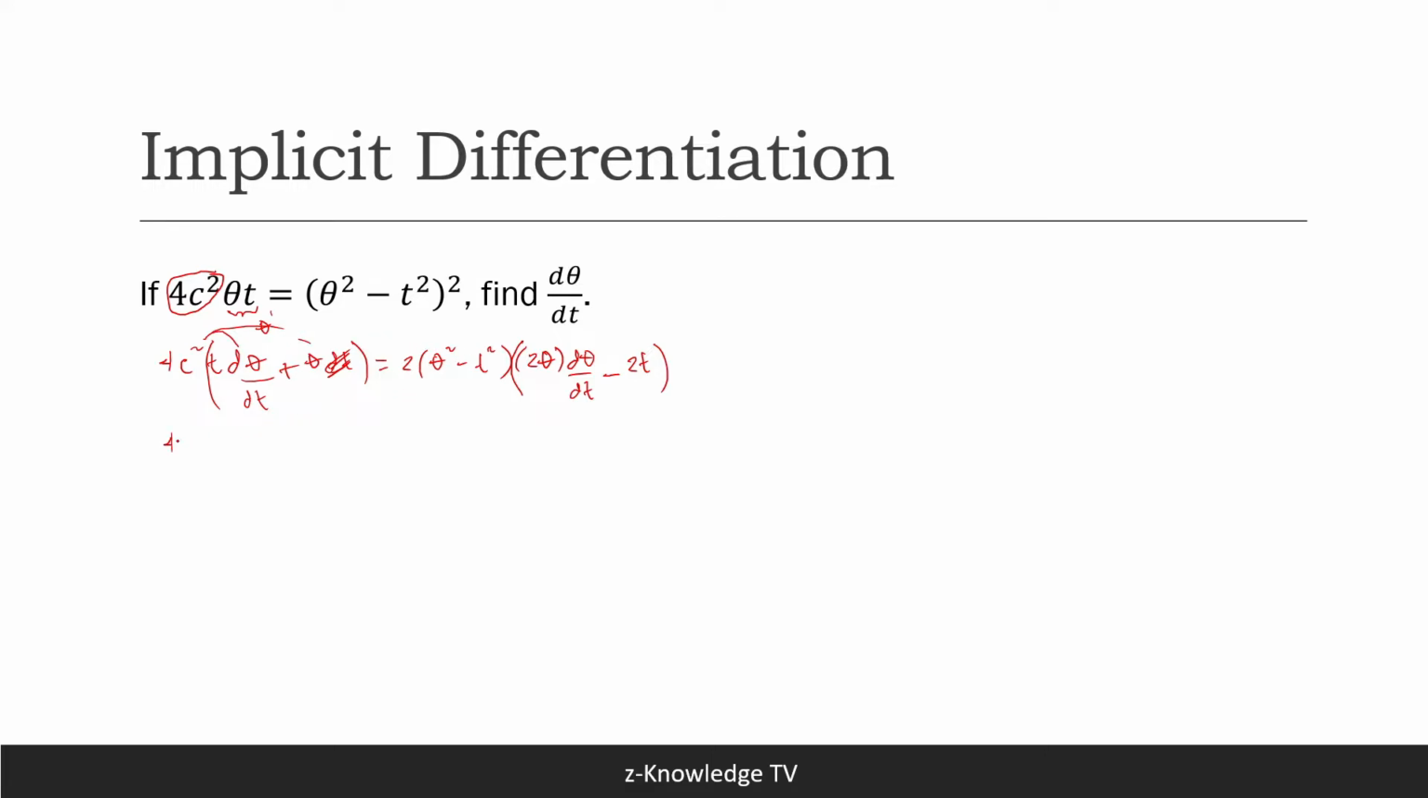So, mangyari, 4c squared t d theta over dt, okay, plus 4c squared theta is equal to, so, ang gawin mo natin is, ito. Okay, so, magiging 2 theta squared minus 2t squared. Okay, then, multiply natin siya dito. So, 2 theta d theta over dt minus 2t. Okay, then distribute natin. So, dito muna. Tapos, saka ito.